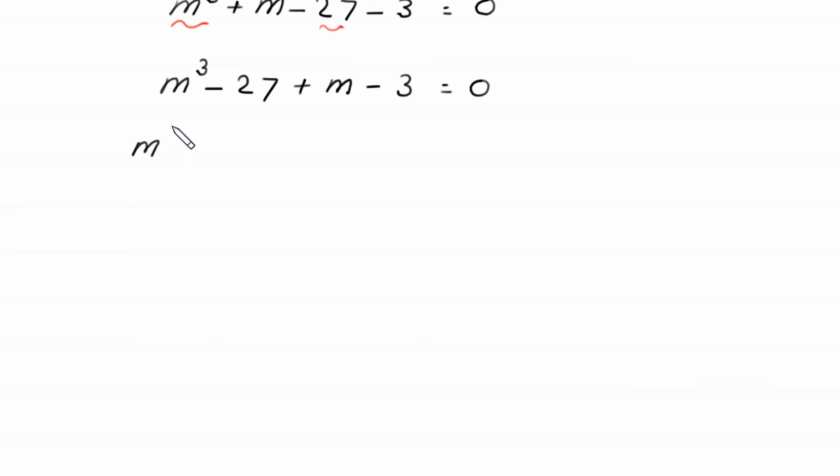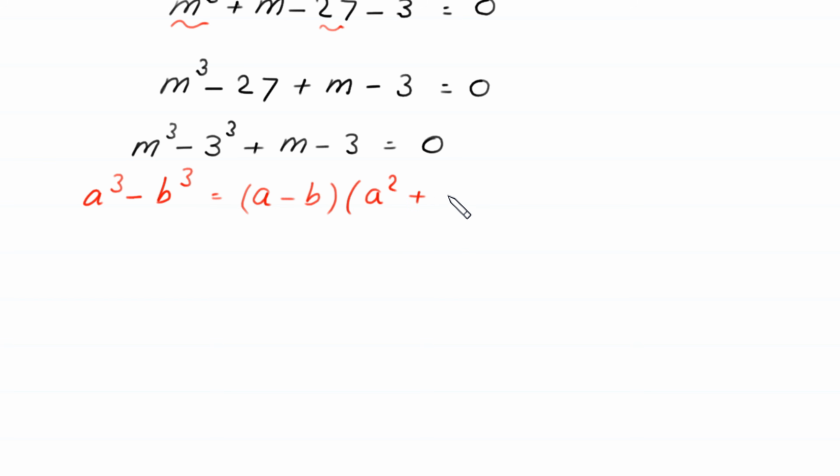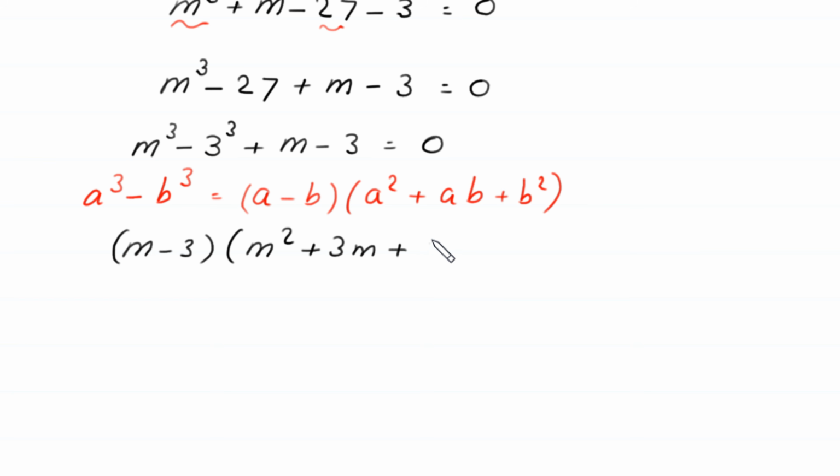Next, m cubed minus 27 can be written as 3 cubed, plus m minus 3 is equal to 0. Now by using this algebraic identity, a cubed minus b cubed is equal to a minus b times a squared plus ab plus b squared, this m cubed minus 3 cubed will become m minus 3 times m squared plus 3 times m plus 3 squared, which is 9.